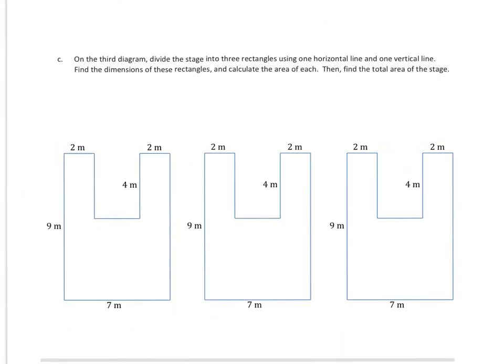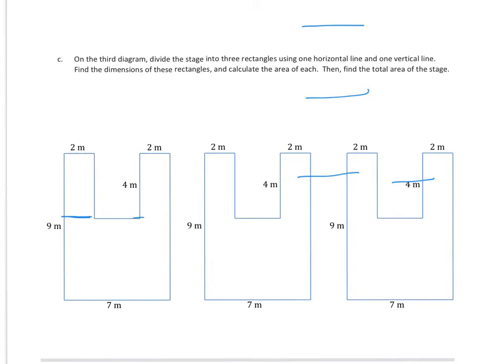So here we have a diagram of a stage being built for a middle school. And we're going to find the area of the stage using 3 different methods. So first we're going to use 2 horizontal lines, then we're going to use 2 vertical lines, and then we're going to use 1 horizontal and 1 vertical. Now, since it's the same stage for all 3 diagrams, we should end up with the same number each time. Let's start out with our 2 horizontal lines.